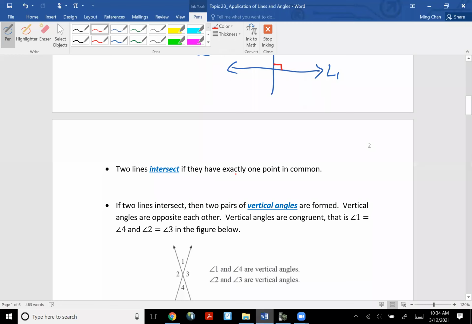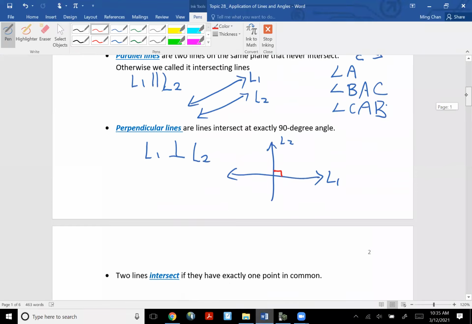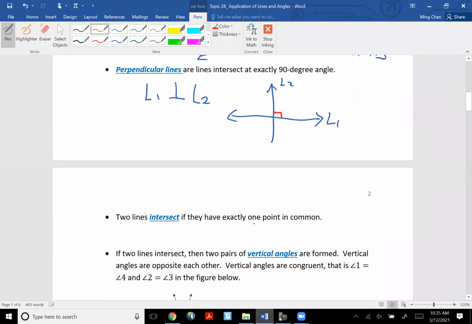Two lines intersect if they have exactly one point in common. If they have one point in common, they will intersect at that one point. Believe it or not, these three things, parallel lines, perpendicular lines, and two lines intersecting, we will actually talk about again in Math 108 in terms of two different equations, whether they will intersect at one point or be parallel. We will talk about this in terms of systems of linear equations in two variables.